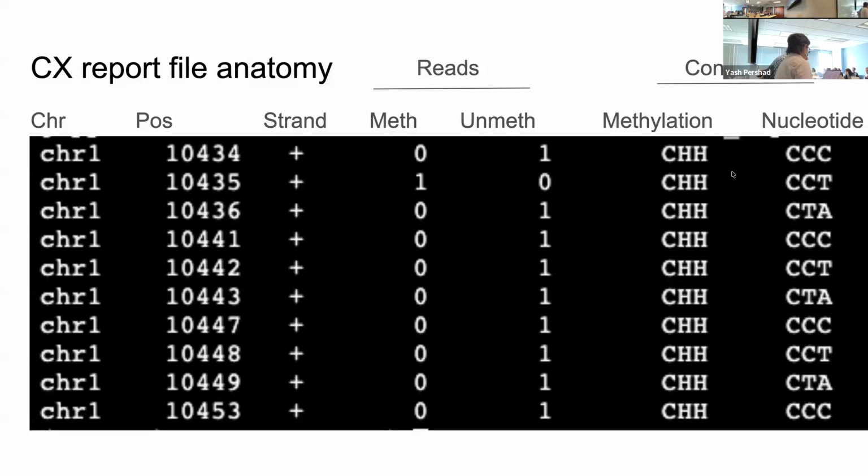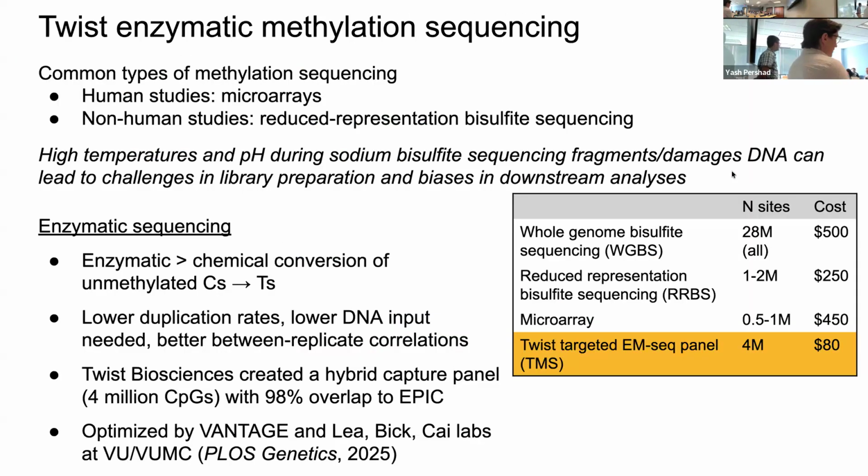Right. Perfect. They have been either microarrays. So people in this room might be really familiar with the 450K microarray or the EPIC array. There's a version 1, a version 2. And then a lot of non-human studies, so I used to work in primates, employ reduced representation bisulfite sequencing. And so that essentially chops up the genome with an MspI digest and then measures methylation.